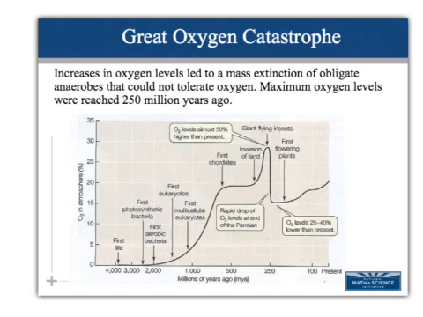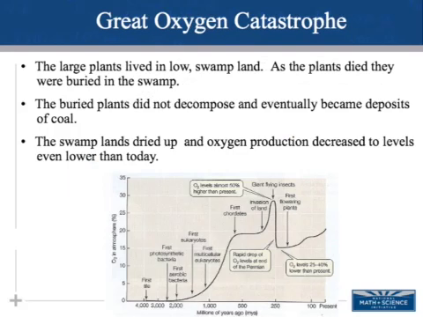Okay, we reached very high oxygen levels that was killing off those organisms, and they started dying off. The larger plants were living in low swamplands, so as they died, they started to get buried in the swamp. They didn't decompose. That's eventually what became the source of coal. Okay, and those swamplands dried up. And as they dried up, oxygen production decreased. So these oxygen levels dropped dramatically.